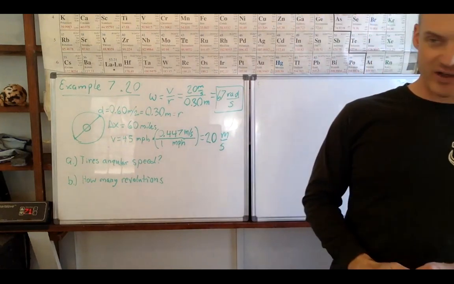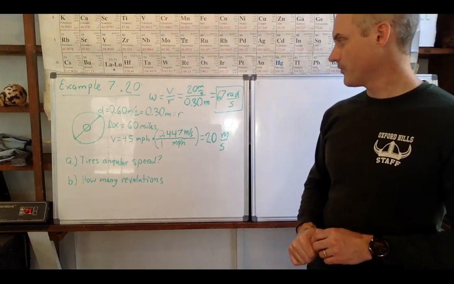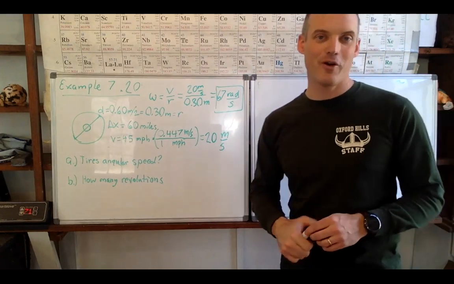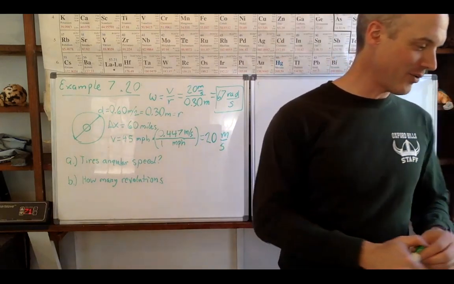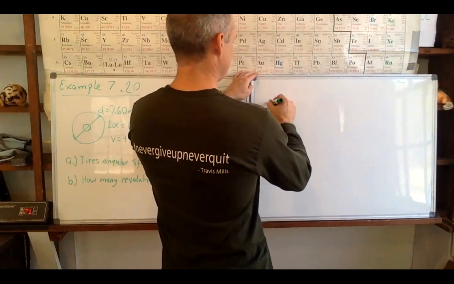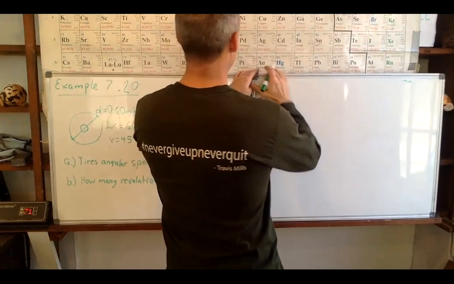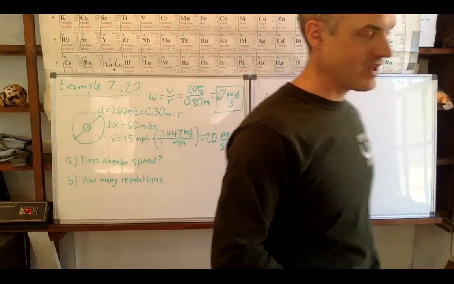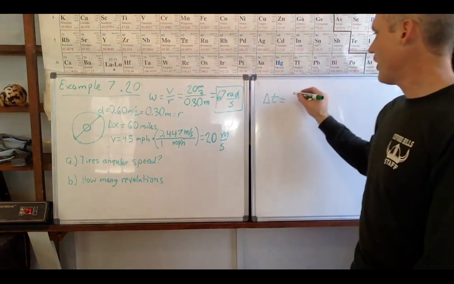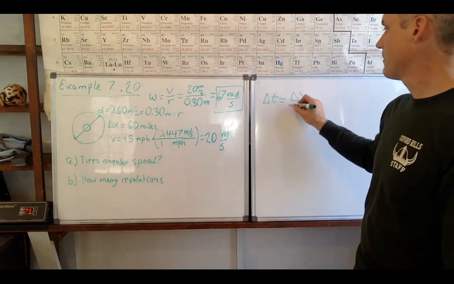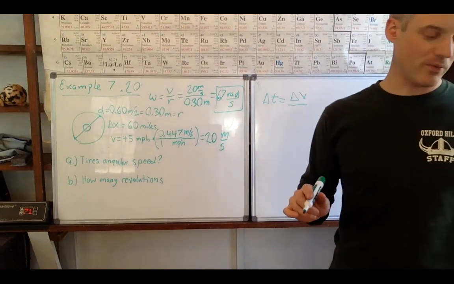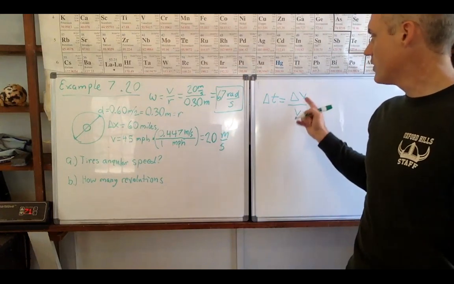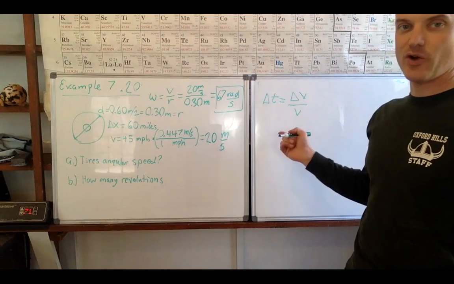So how long does the trip take? Why do we need to know that? Oh, to figure out revolutions. I ran out of room. My periodic table's in the way. So one of the fundamental ideas of time is that it travels a certain distance for that velocity. So your distance traveled over your velocity.